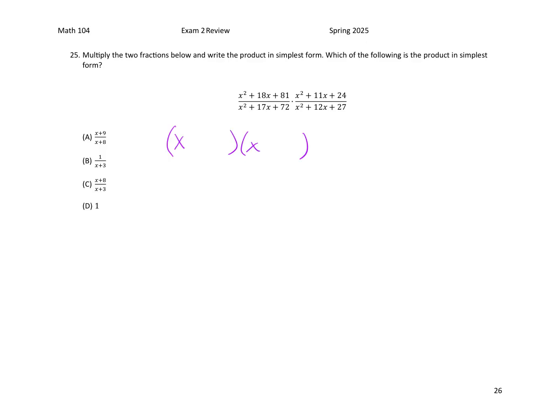I put an x and an x in my firsts to make the x squared. And then I need numbers that multiply to 81 and add to 18. So that's going to be 9 and 9.